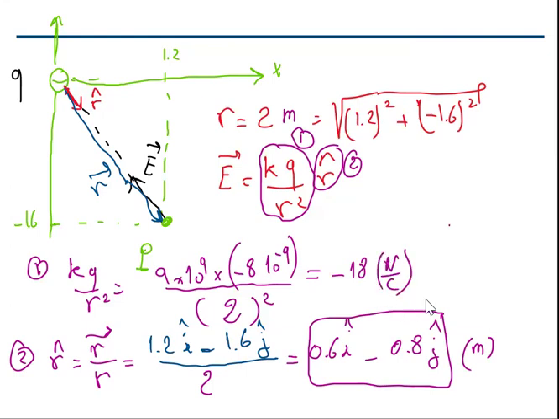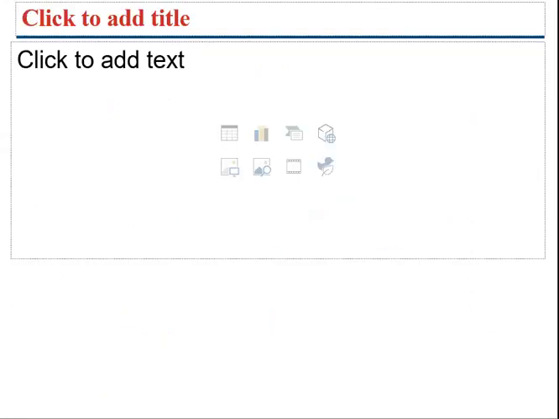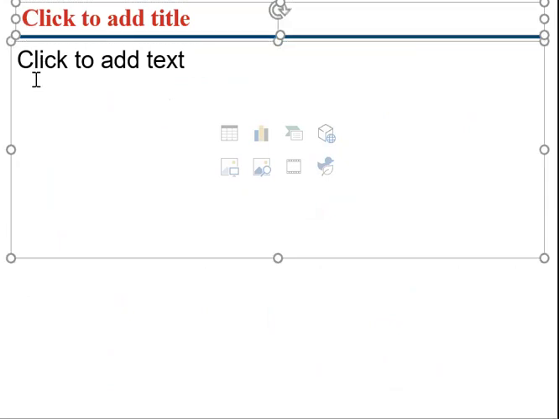Now we want to figure out the vector itself. What do we say as definition? We said E equals kq over r squared multiplied by the unit vector r hat. The first quantity is what? The first quantity, we said it's negative 18, right?